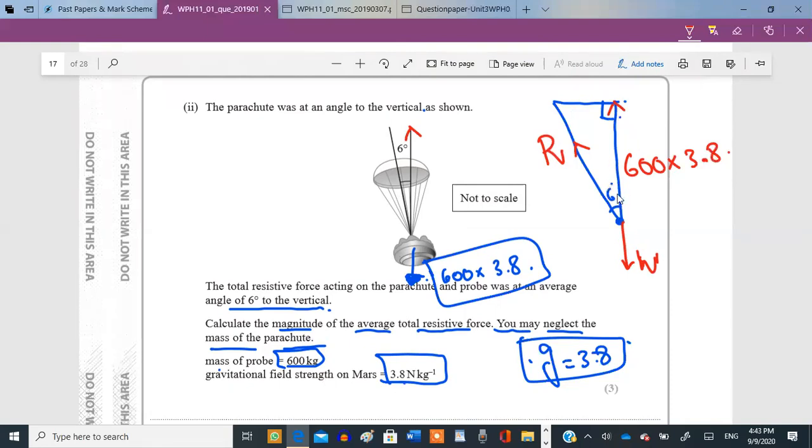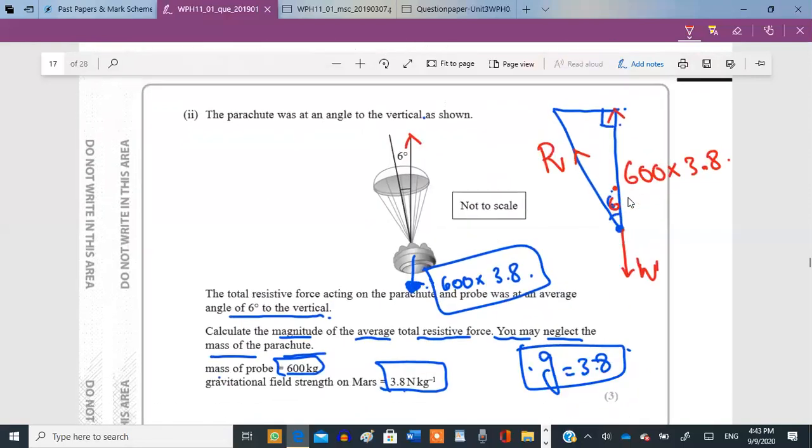Now I have this, I have the 6 degrees over here, I have the R. Can I use any trigonometric ratio to calculate the value for R? Which one should I use, sine or cos? For R, cos. Okay, so please calculate it.